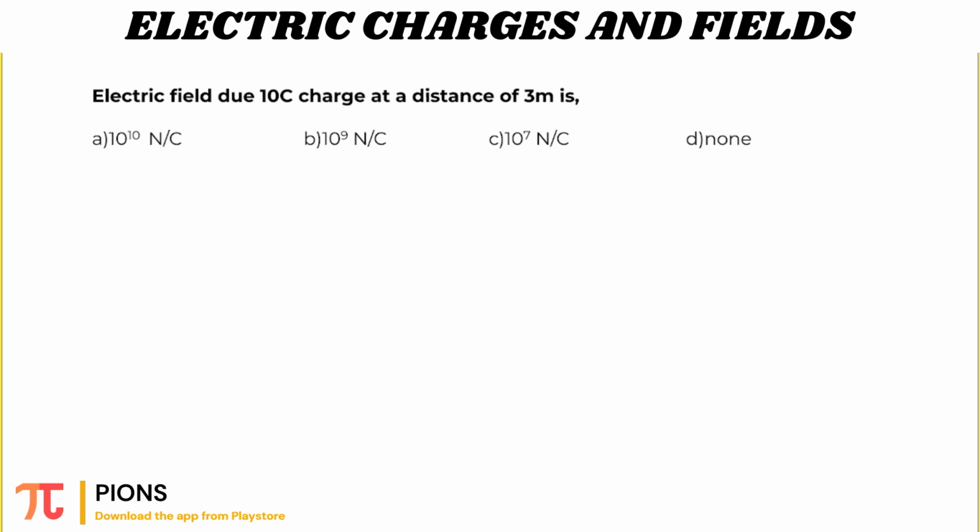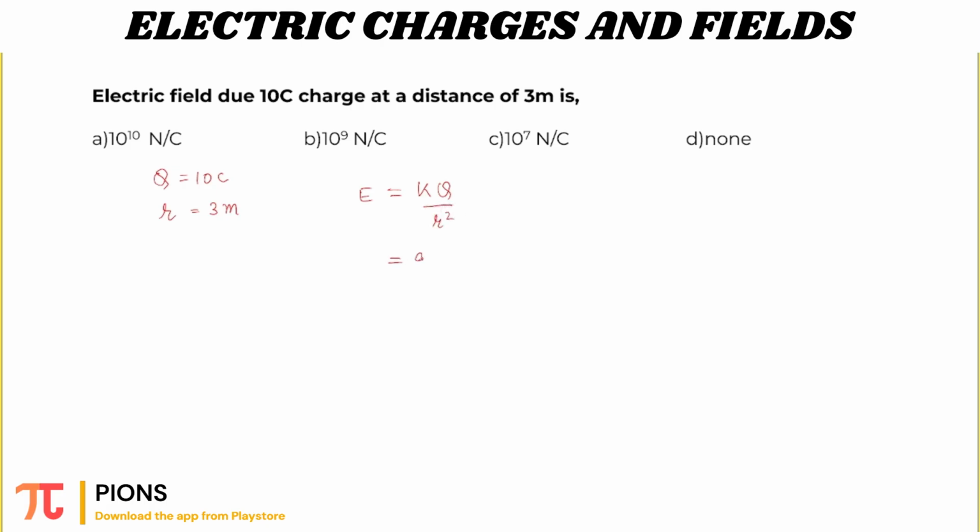So the question says here, electric field due to a 10 coulomb charge. So let me just write what is given. Q here is 10 coulomb of charge at a distance. So R is given here as 3 meter. So straight away we have a formula, E is equal to K Q over R square.